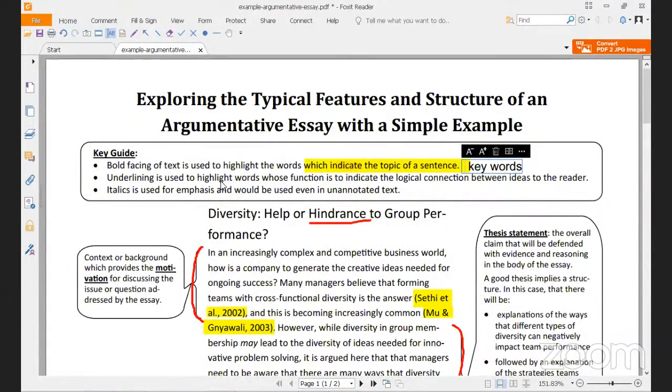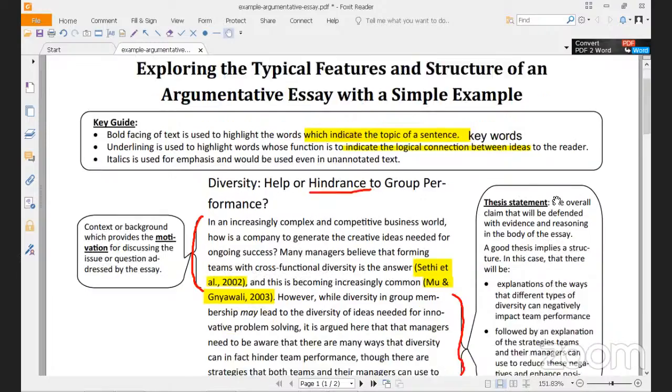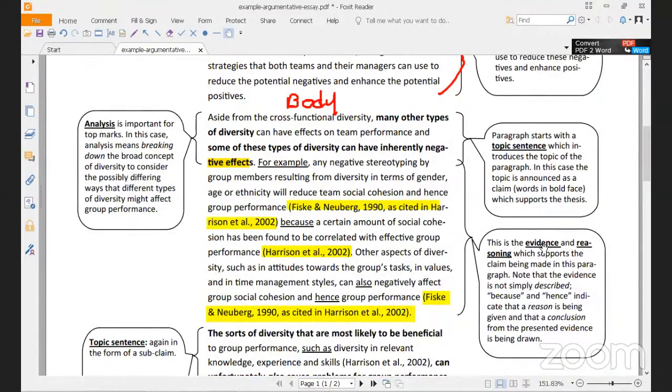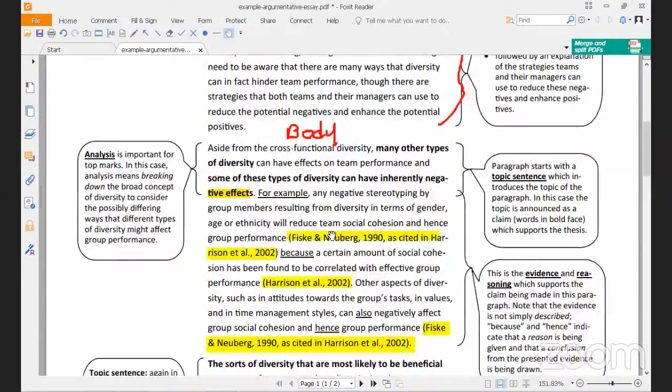And let's go here. Underlining is used to highlight words whose function is to indicate the logical connection between ideas. Words that we use to indicate logical connection between ideas are called transitional words. And these transitional words are used to show the evidence and the reasoning. Okay. And this is just the first body paragraph. This was the introduction. This is the body paragraph.